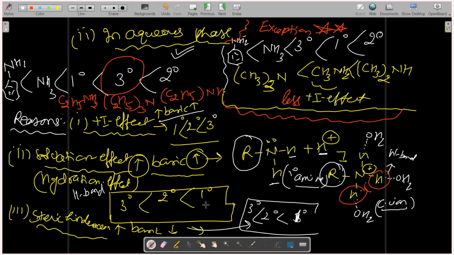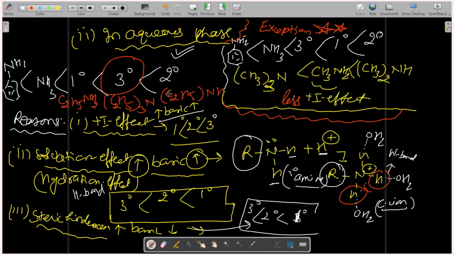So what does the order become now? By plus I effect, the order was 3 to 1. But now, by solvation effect, the order becomes 1 to 3. It is just the reverse of the plus I effect. Clear? Right? And one more, that is steric effect or steric hindrance.